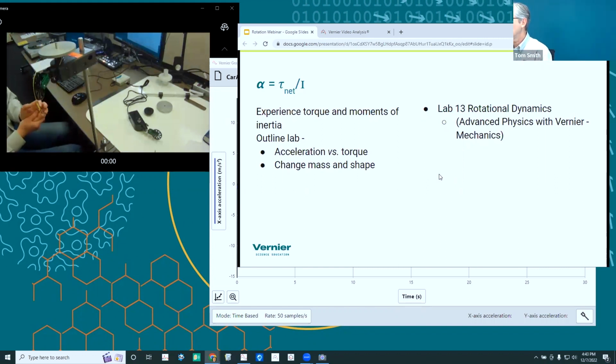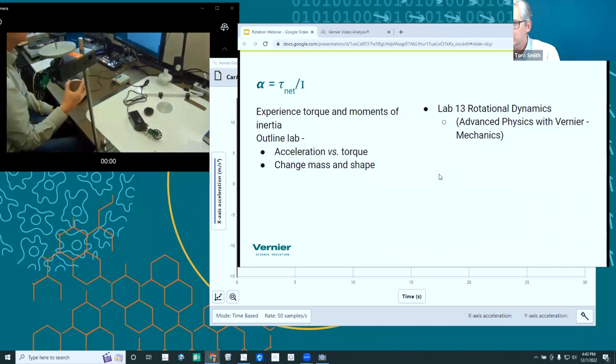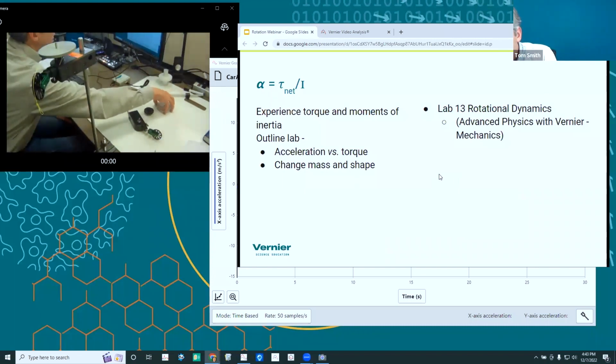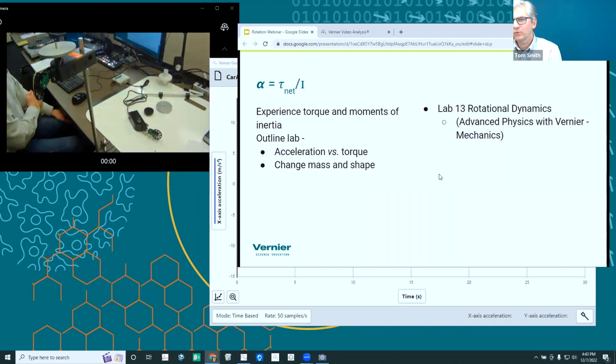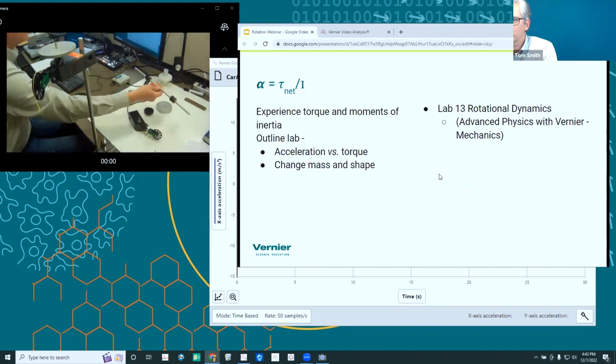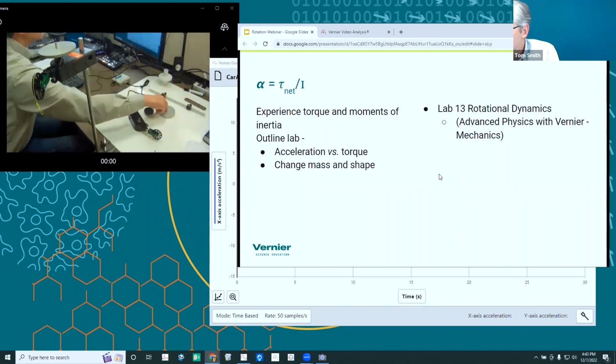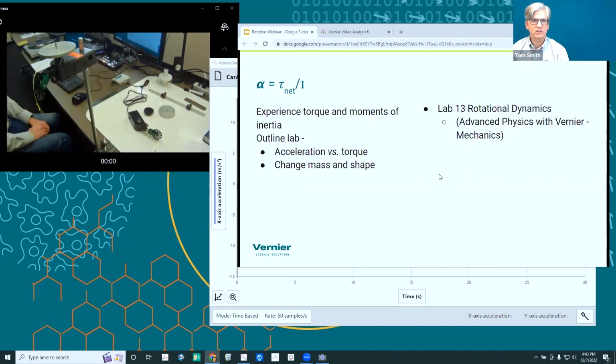And then we'll do that for a single disc. Then we'll add another disc to the top of it for two discs. And then finally, we'll use a different configuration altogether, a rod with a couple of masses on it. I'll note that the combination of these two masses is about the same as that rod with the masses attached to it.